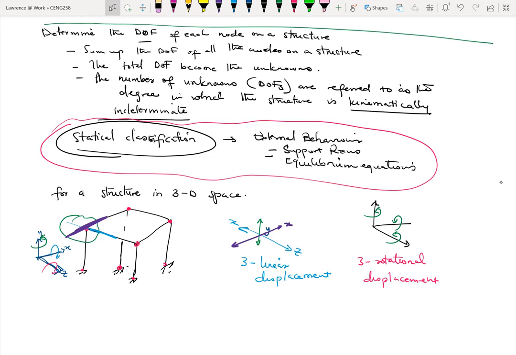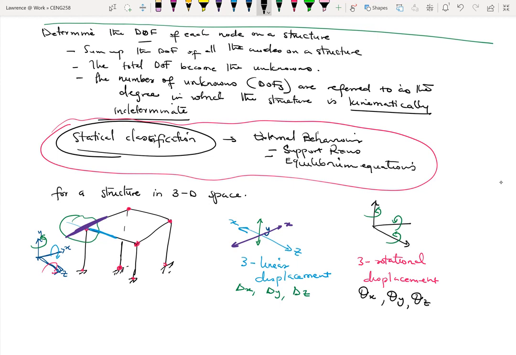All right. So in a way, I can say that we can have, let's say, delta X, delta Y, and delta Z. Okay, so these are the linear displacements. And then we can also have theta X, theta Y, and theta Z. So these are the rotational displacements.